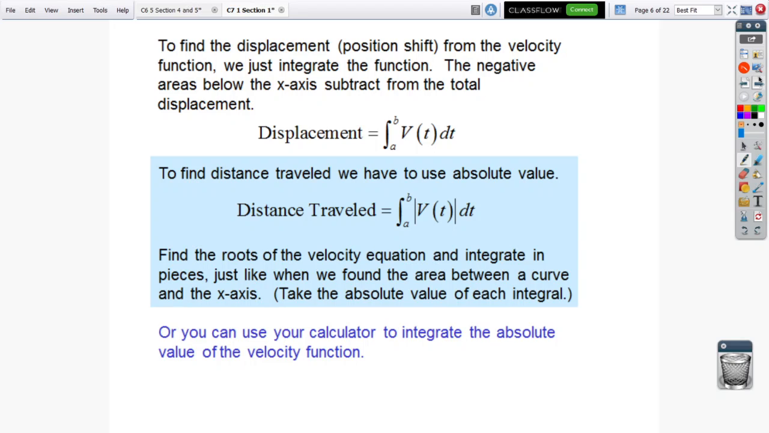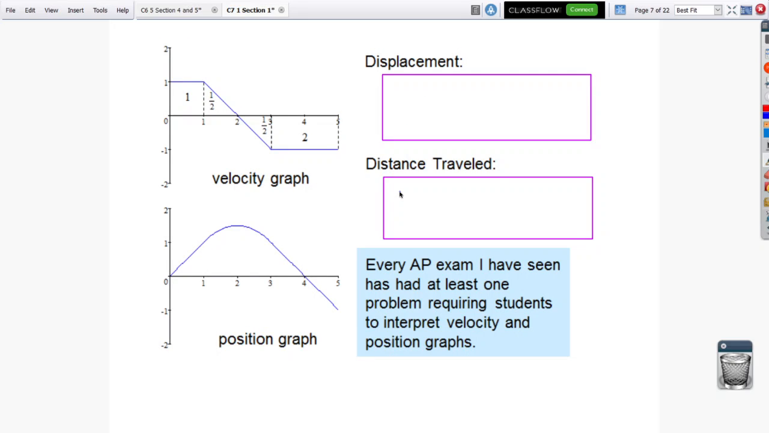To find the total distance traveled, we have to use the absolute value. So the distance traveled is going to be equal to the integral from a to b of the absolute value of v of t dt. Find the roots of a velocity equation and integrate in pieces, just like when we found the area between a curve and the x-axis. Or you can just take the absolute value of each integral. Or if you have a calculator at your disposal, you can just do the integral from a to b of the absolute value of the velocity function.